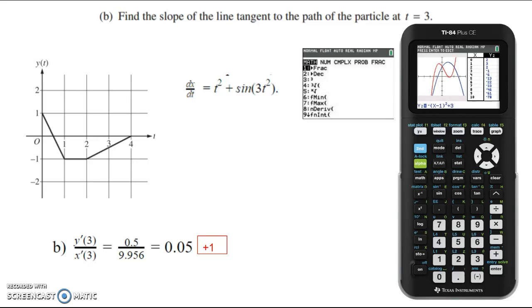The slope is dy/dx, so to do that, you do dy/dt over dx/dt, which gives you the answer of 0.05. You find y prime of 3 by finding the slope of the line on the graph of y of t at 3, which is 0.5. You can find x prime of 3 using your calculator. On the TI-84, you hit the Math button and then number 8, which is deriving. And divide those two values to get the answer. This question was only worth 1 point.